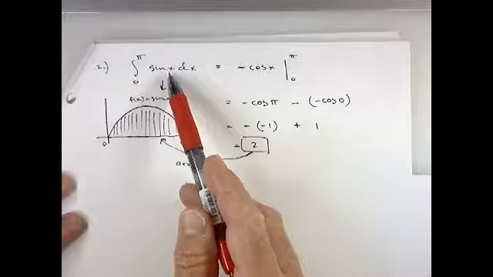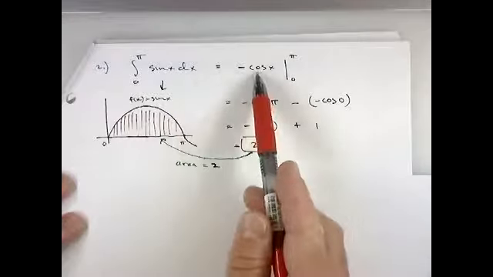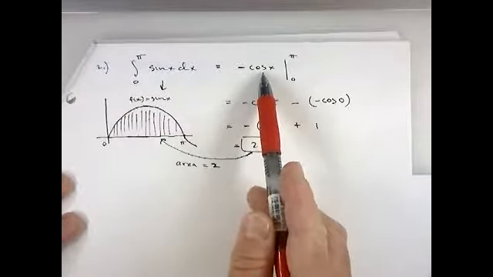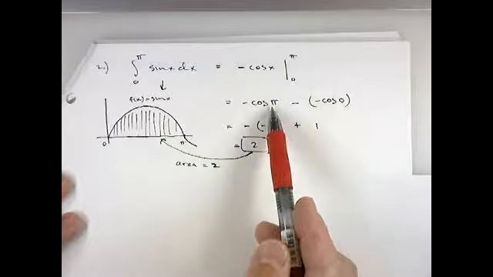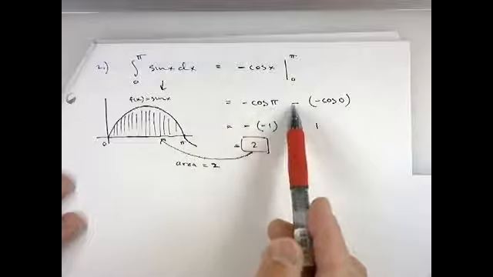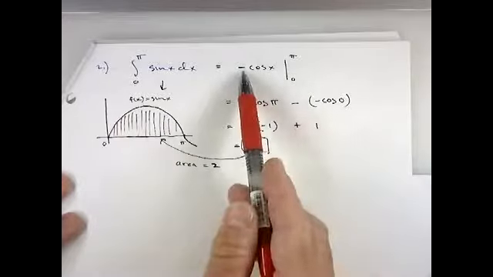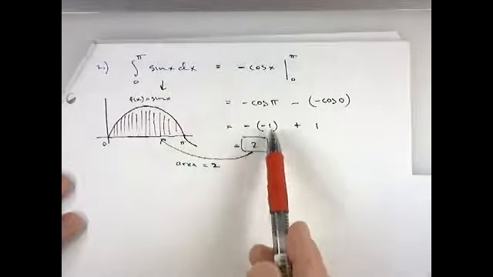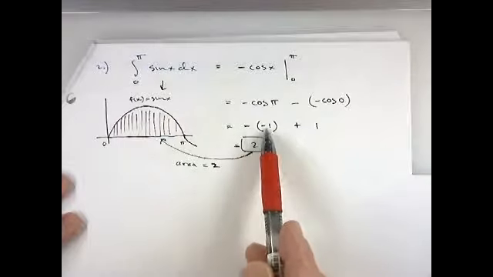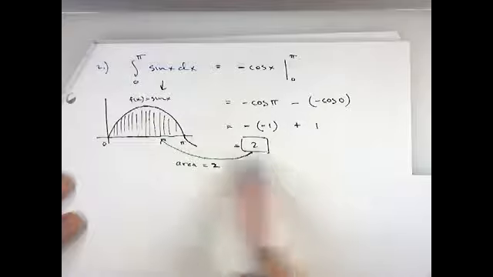Fundamental theorem of calculus says first find your antiderivative, negative cosine of x, and we'll evaluate it from 0 to pi. Pi goes in first, minus, don't forget the minus there, so it's minus negative cosine of 0. Cosine of pi is negative 1, so we get 1 plus 1. This area is 2.